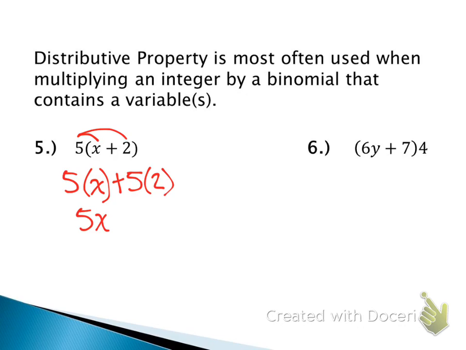5 times x is 5x. 5 times 2 is 10. And then we are finished. Normally, I will expect to see you go straight down to the answer. If you need to write out what the distributive property means for now, that's fine.